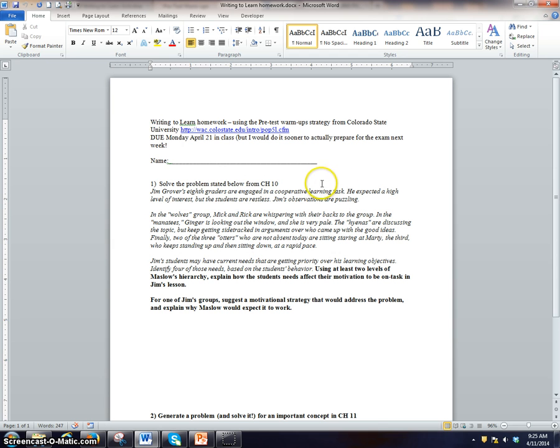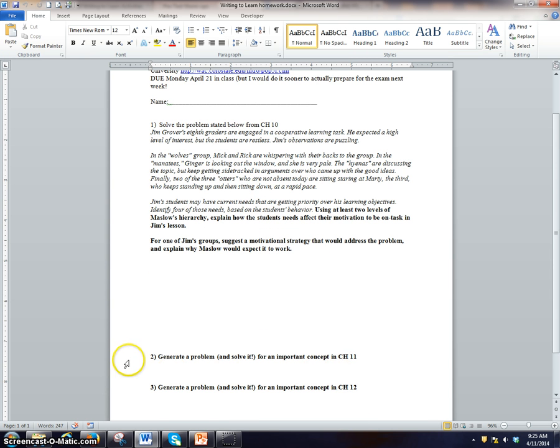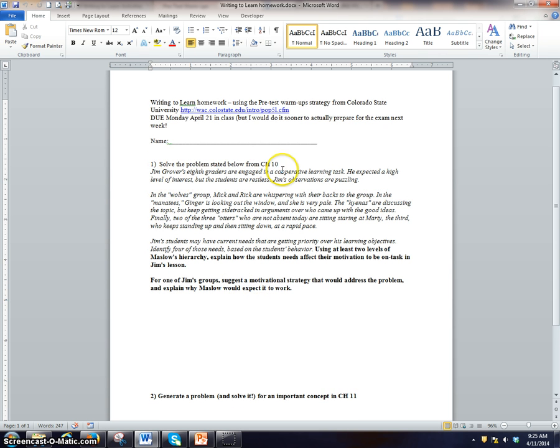If you print out the Writing to Learn homework sheet, you'll see that what I'm asking you to do is to use the strategy 3 times, once in chapter 10, once in chapter 11, and once in chapter 12 to help you prepare. So I have done chapter 10 for you already, and so you have another example, and all you need to do is solve this problem. But in chapters 11 and 12, you'll need to create a problem and then also solve it. So let's take a look at the one from chapter 10, which is on motivation.